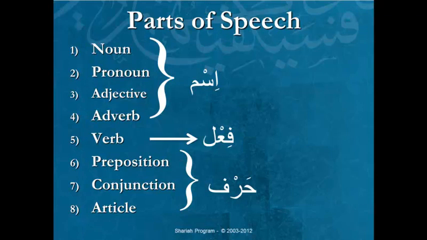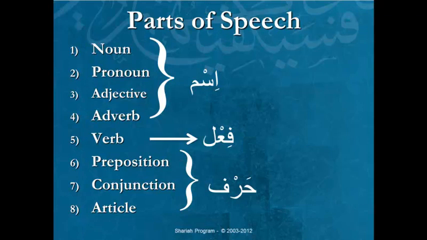Now, what we're going to do now, we'll give precise definitions for all 3 of them, the ism, the fi'l, and the harf, and tell you exactly what they are. But just by understanding what's on the screen right now, you're already 70-80% of the way there. Okay, you have a pretty good idea of what an ism is, a fi'l, and a harf. You don't have examples, not yet.